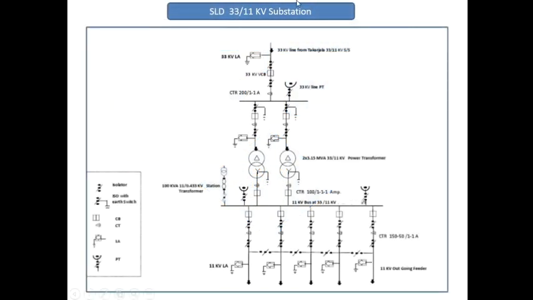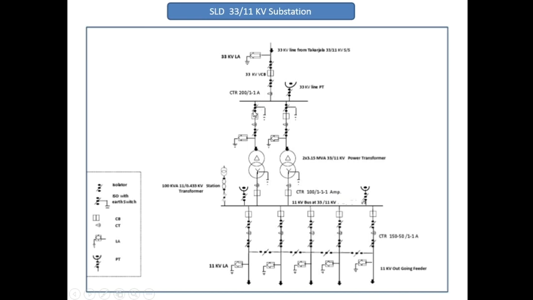This is the single line diagram of a 33 upon 11 kV substation. Here is the 33 kV incoming. This is the 33 kV lightning arrester which is earthed, and this is the isolator, and this is the 33 kV vacuum circuit breaker, and this is the isolator, and this is the CT. The rating of the current transformer is 200 by 1 ampere, and this is the potential transformer of the 33 kV line, and this is the 33 kV bus bar.